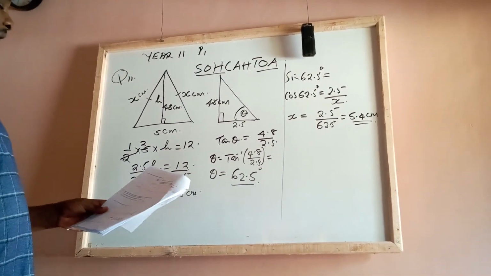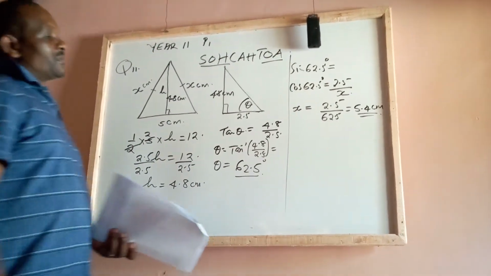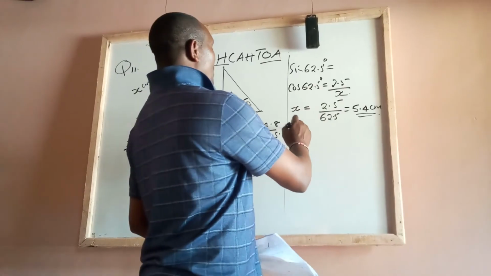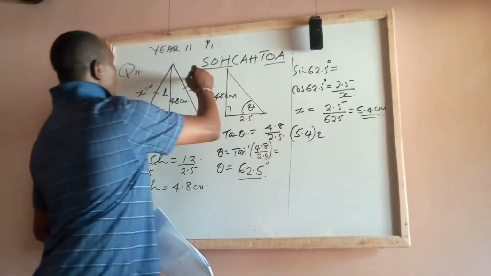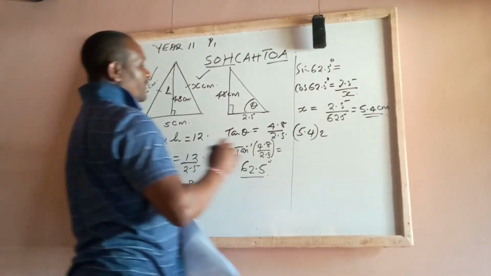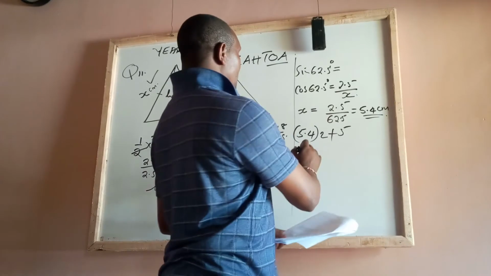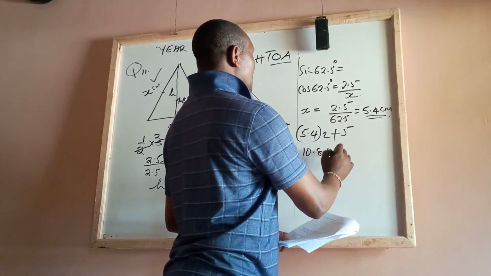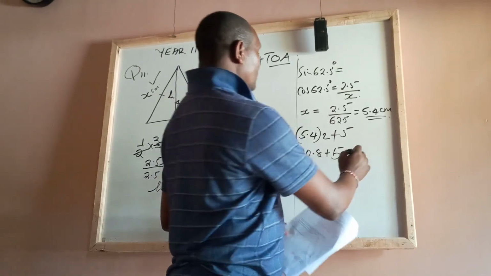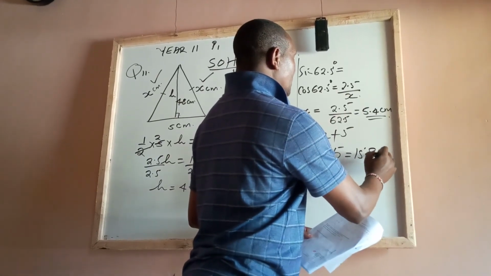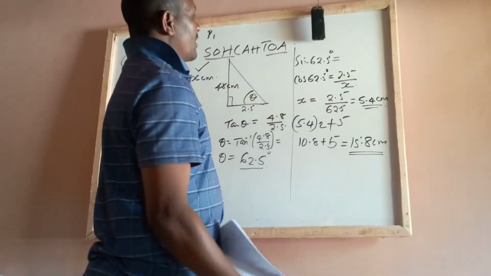Now that we have our x, what is the perimeter of the figure or the triangle? We have 5.4 times 2, because we have 5.4 plus 5.4, which is 10.8, plus 5, which is exactly going to be 15.8 centimeters. And that is the perimeter of our figure.